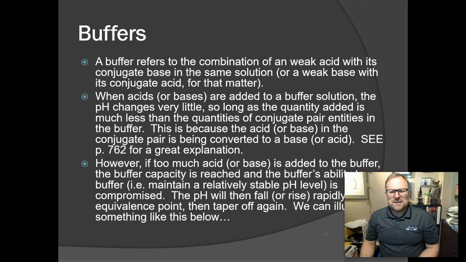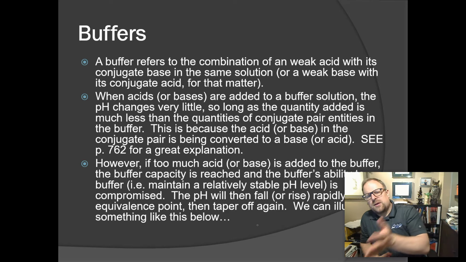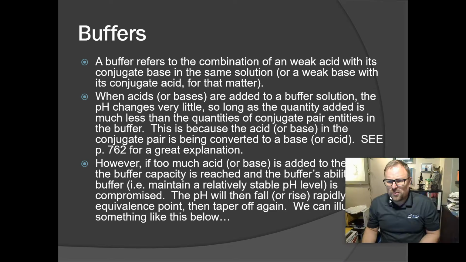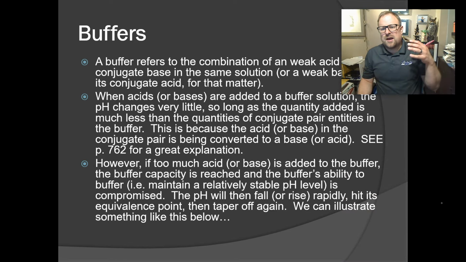This is because the acid or base in the conjugate pair is being converted over to the opposite, the conjugate. Page 762 of your textbook has a great explanation. The other thing that has a great explanation of this is the video that I included as a resource for this week, which is called Buffers, the Acid Rain Slayer. Excellent job explaining what's going on in this case.